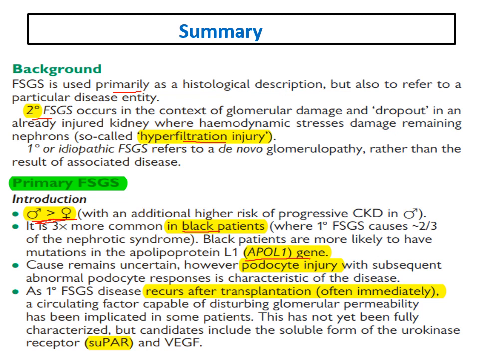The main, or universal, feature in FSGS is podocyte injury. It is also characterized by recurrence after transplantation. A mediator or circulating factor, the main one being the soluble form of urokinase receptor, is suggested to play a role, but it is not supported by major studies.